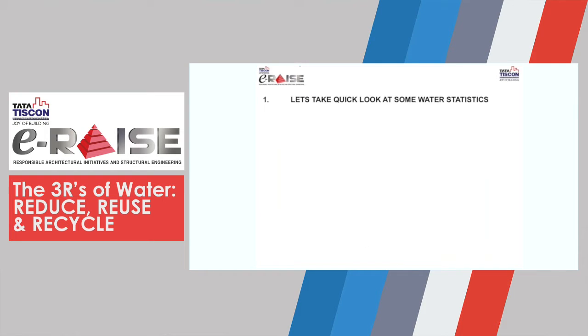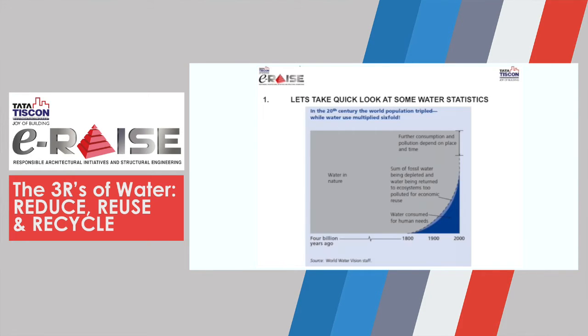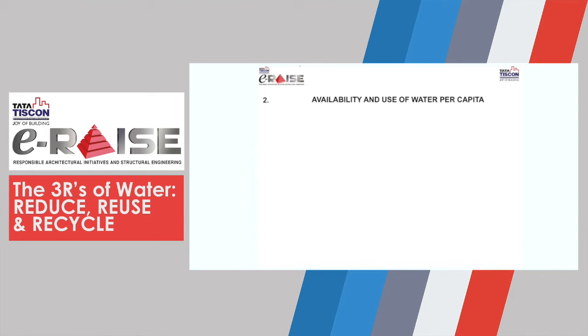To understand that better, let's take a quick look at some water statistics. The first one: in the 20th century, the world population tripled. But what happened to the water usage? That multiplied six-fold.